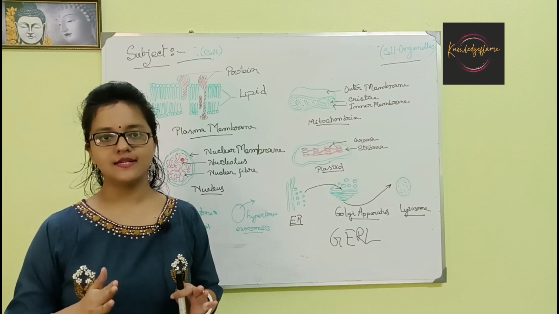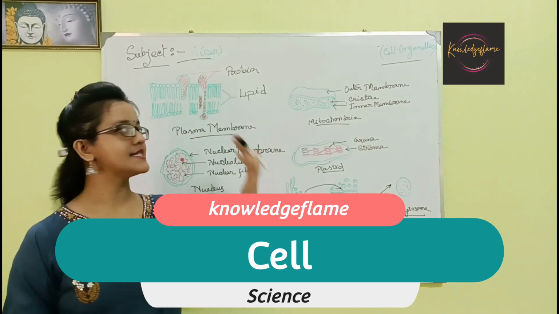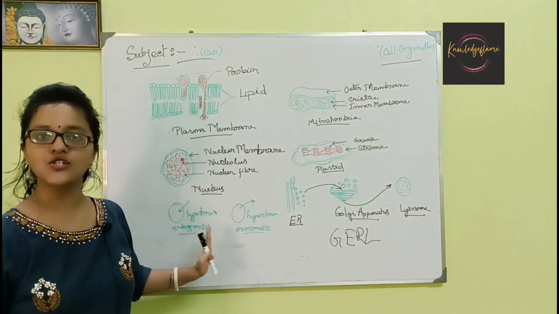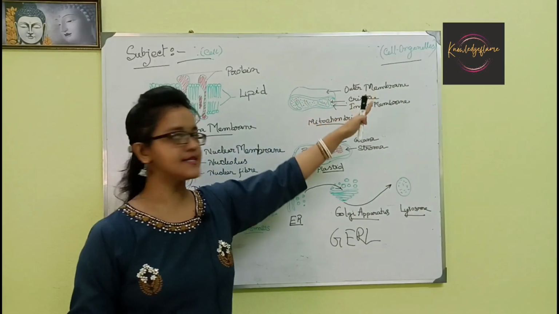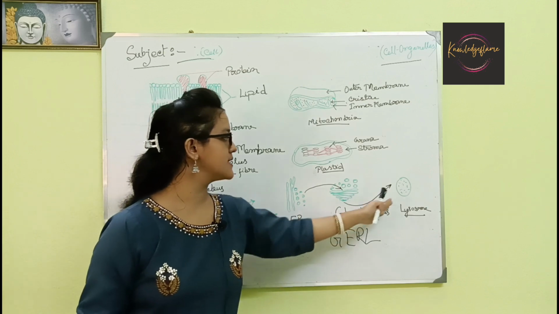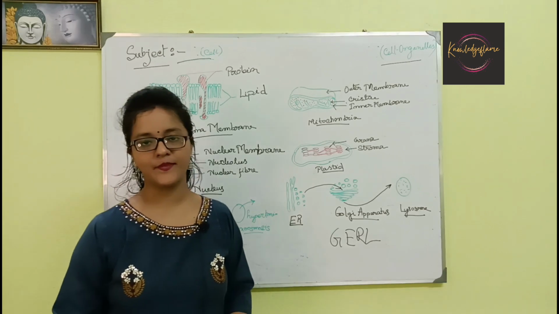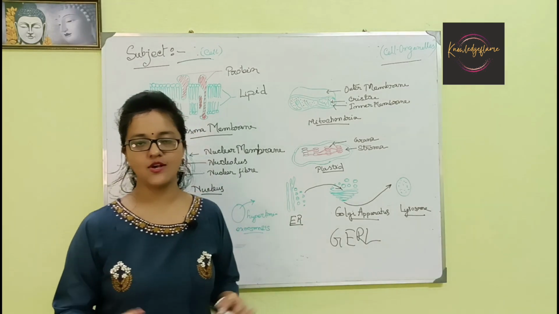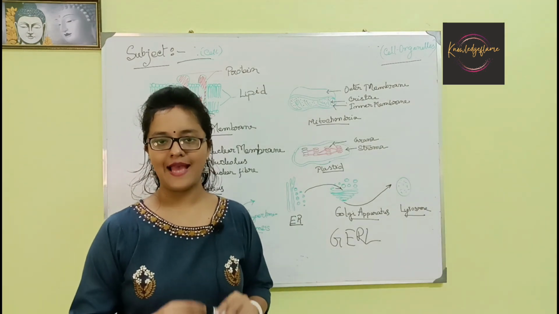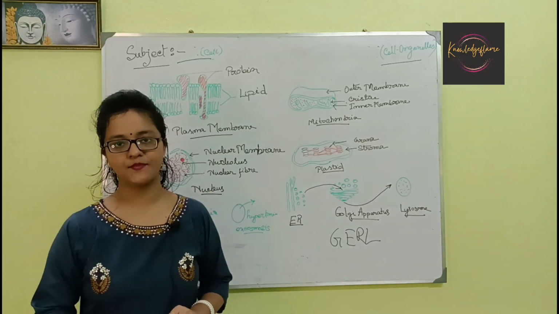First of all, my discussion will be in these parts. First, cell, plasma membrane, nucleus, two types of osmosis, cell organelles, mitochondria, plastid, endoplasmic reticulum, Golgi apparatus, lysosome, and lastly GERL system. And there will be two types of differences: plant cells versus animal cells and prokaryotic versus eukaryotic cells.